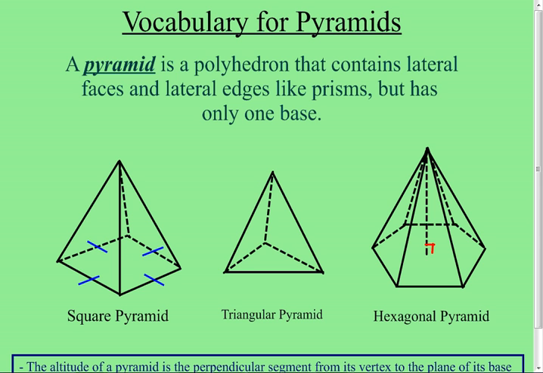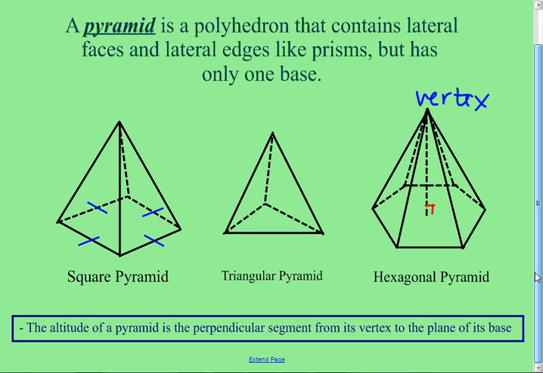Pyramids. Pyramids come to a single point. Okay, guys? Zach? Called a vertex. Square pyramid, we name it by the base. Triangular pyramid. This is 1, 2, 3, 4, 5, 6, hexagonal pyramid. And the altitude goes from the vertex to the plane containing the base.